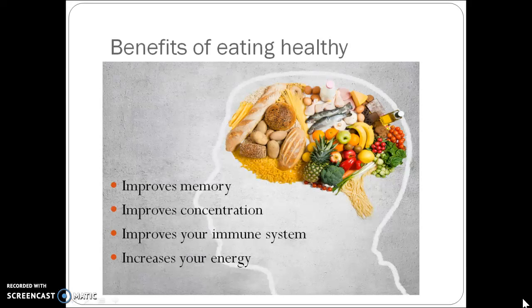Some benefits include improvements in your memory and concentration, which is beneficial for when you do your work in school and outside of school when you're at home doing your work. And there are also improvements in your immune system so you don't get sick as much, and there are increases in your energy, whether that be when you play sports or play with your friends outside.